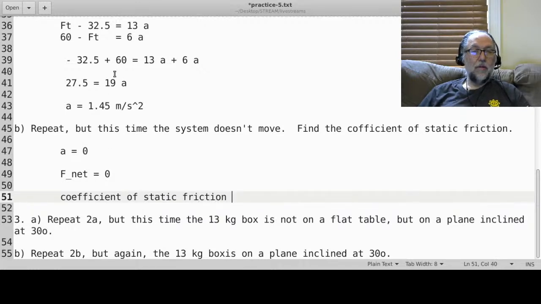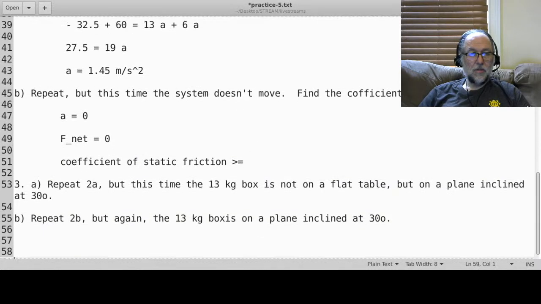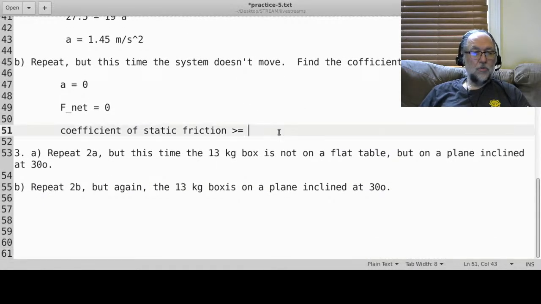And there is a formula for it, but it's not an equality, it's an inequality. Okay, so remember this from last time? It's going to be bigger than or equal to F static friction divided by Fn. Whoops, F capital N, or I've been calling it little n, okay? So the static friction divided by the normal force, okay?